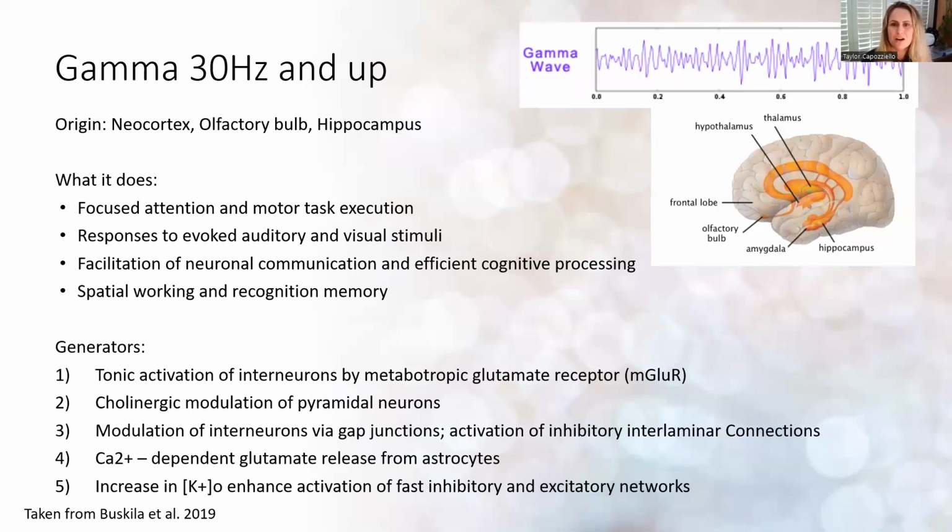And the generators are tonic activation of interneurons by metabotropic glutamate receptors, cholinergic modulation of pyramidal neurons, modulation of interneurons via gap junctions, activation of inhibitory intralaminar connections, calcium-dependent glutamate release from astrocytes, and an increase in potassium to enhance activation of fast inhibitory and excitatory networks. Gamma is a neural network.